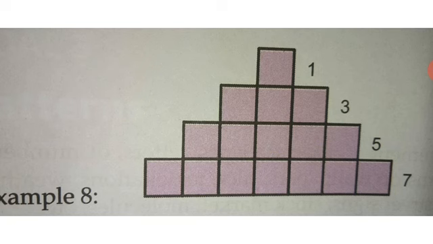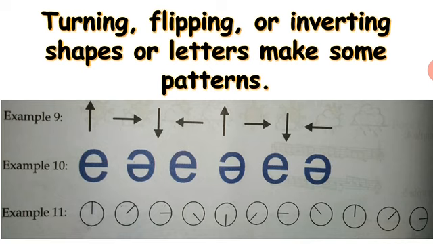Okay, another example. And next is turning, flipping, or inverting shapes or letters make some patterns. So first one, this one. As you can see, the arrow is up, then right side, down, left side. So it means that the move of the arrow is counterclockwise.